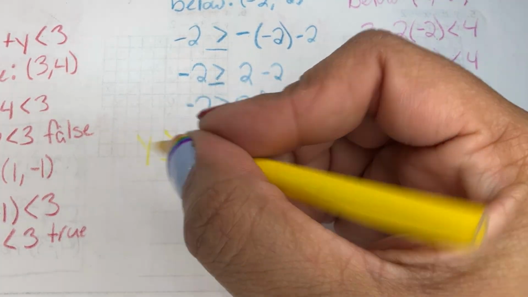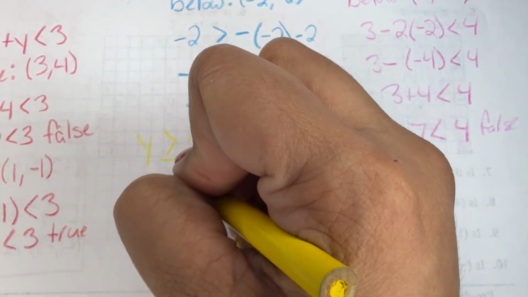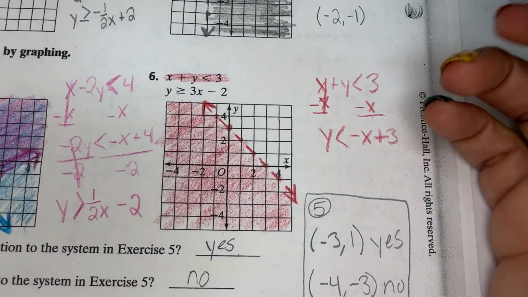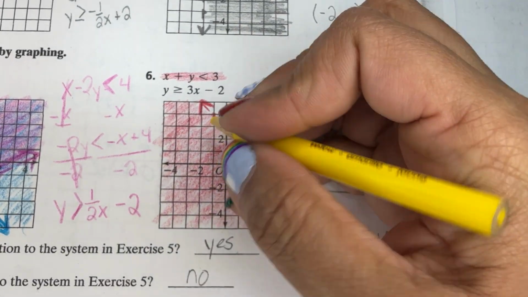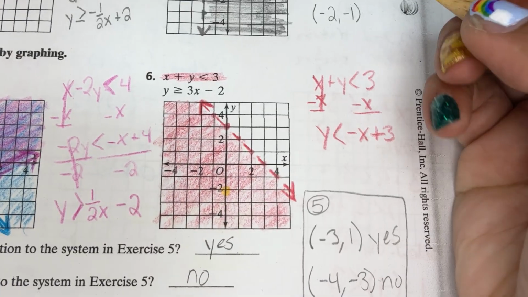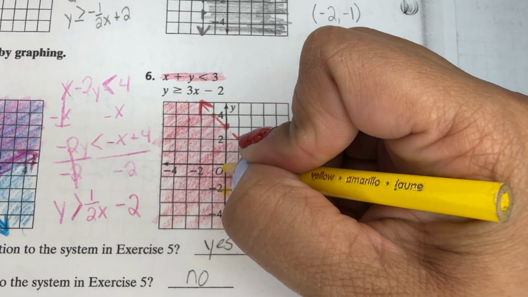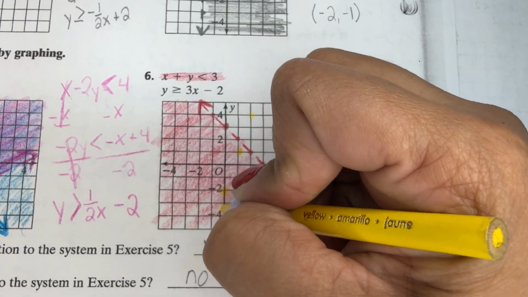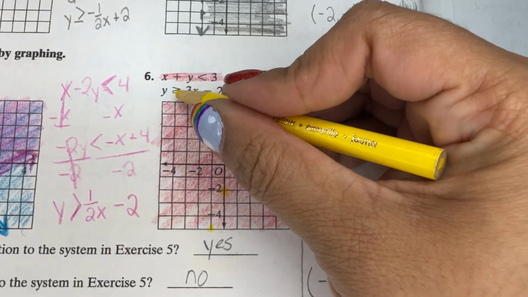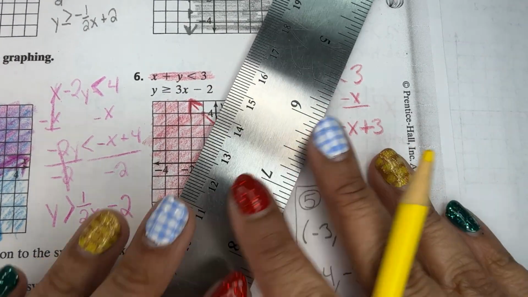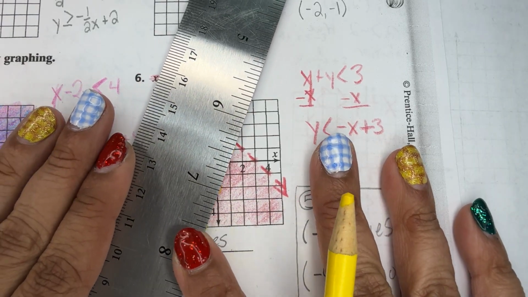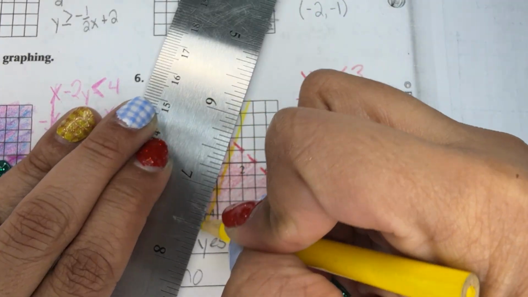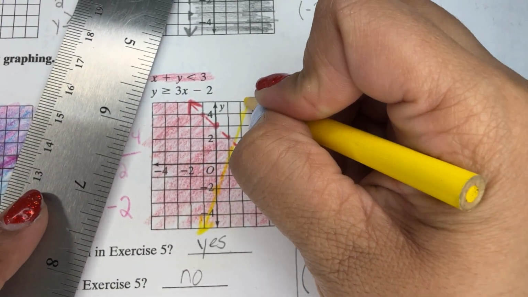So let's pick a point above the line. Oh, let's graph it first, so that we have our -2 down here, and we have our slope of 3x. So that means up 3, right 1, up 3, right 1, down 3, left 1. And that is less than or equal to, so we're going to take our ruler and draw a solid line on this, with my arrows.